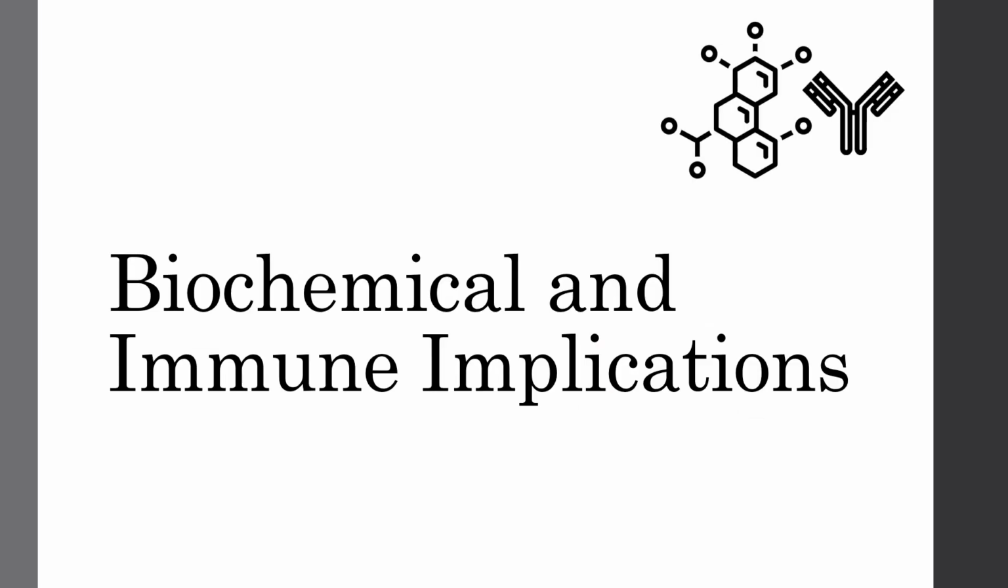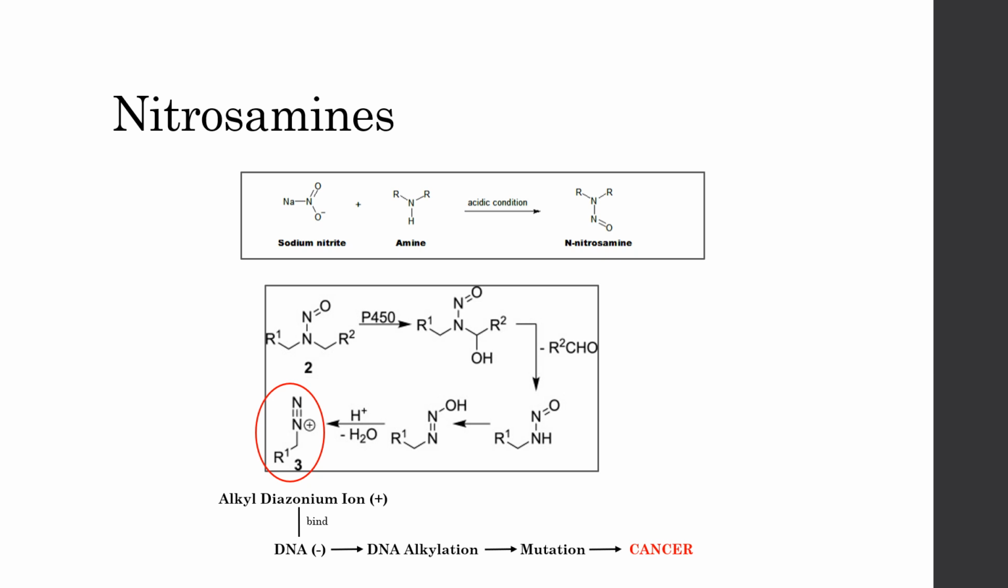Okay, so now that we have a broad picture of three of the most traditional chemicals known to cause cancer in food, it is good to understand the immune and metabolic implications of their incorporation into the human body, and a more detailed biochemical explanation of their carcinogenicity. So first, let's go on to discuss nitrosamines.